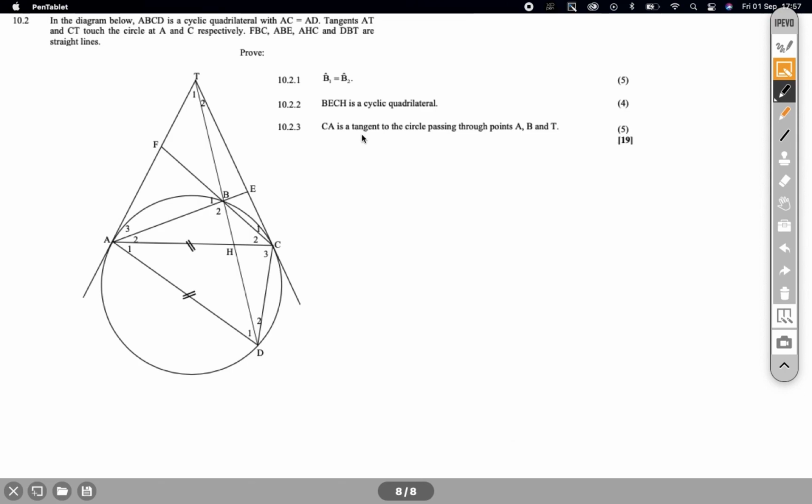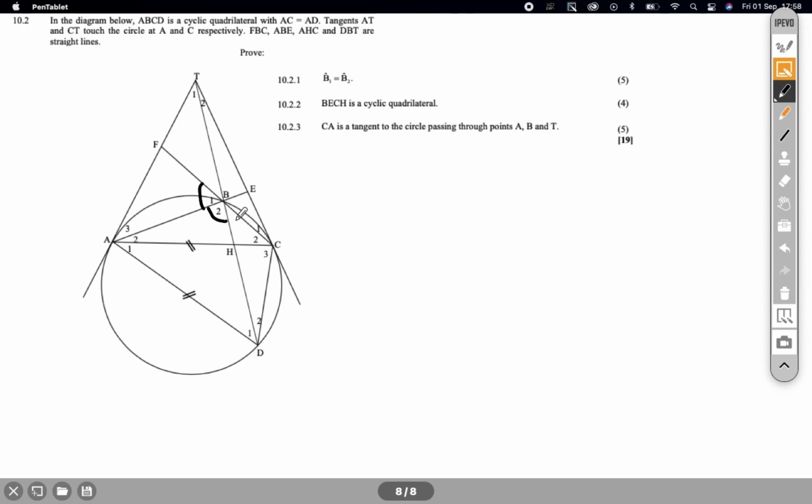Now today we're going to do Euclidean geometry, and we are given that ABCD is a cyclic quadrilateral with AC being equal to AD. Then we have the tangents AT and CT. Then FBC, ABE, AHC, and DBT are straight lines. Prove that B1 is equal to B2. So we must prove that B1 is equal to B2.